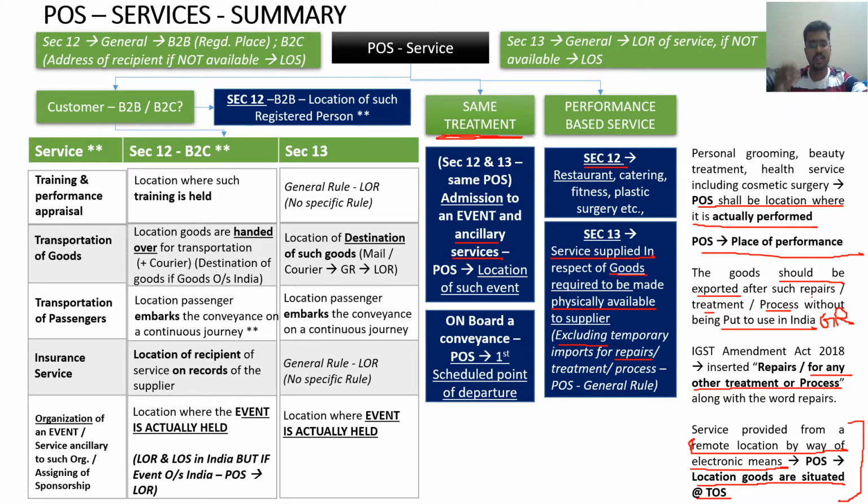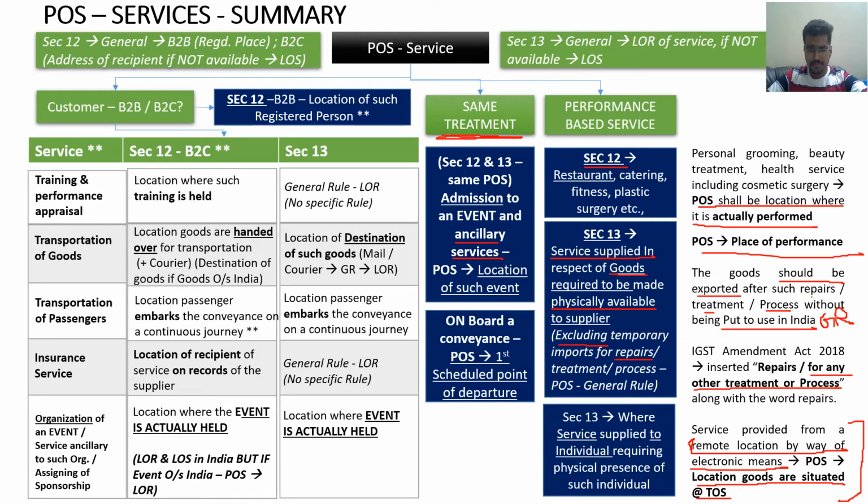And for section 13, we saw three scenarios: service in respect of goods which have to be physically made for the supplier, like installation services. Second, temporary imports will follow the general rule, location of recipient. If it's provided from a remote location by electronic means, then you need to see where the goods are situated. Even though you provide from a remote location, see where the goods on which you are providing the service are located at the time of supply. That place will be the place of supply. So simple. So these are the three groupings we have seen so far, right?